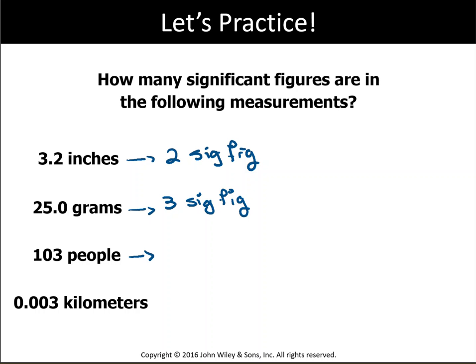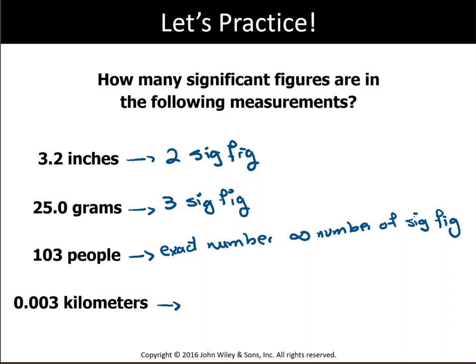103 people. It's a number that includes zero, and that zero comes in between two non-zero digits. Now the trick here is that 103 people represents counting the number of people. Remember, when we count, it's always an infinite number of significant figures. So this is considered an exact number, and it has an infinite number of significant figures. So again, why does this have an infinite number of significant figures? Because if we pay attention to the unit here, we're counting people. And remember that when you count, you always end up with exact numbers, and counting means infinite significant figures. We look into significant figures if we're doing measurements, not counting.